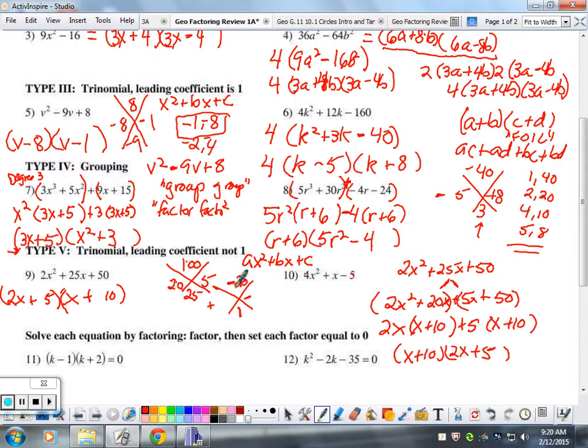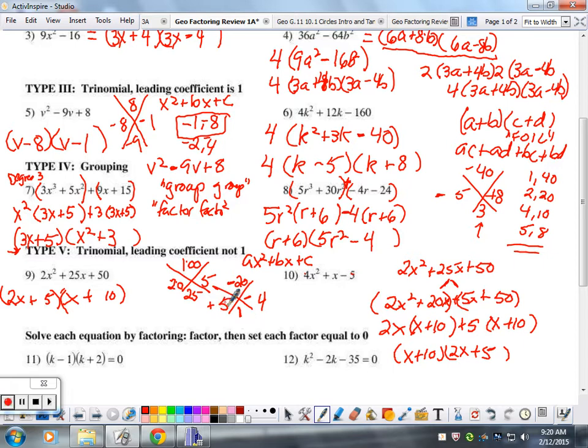So two numbers that multiply to 20 but subtract to 1. Think of the factors of 20. Is it 1 and 20? Is it 2 and 10? Is it 4 and 5? Which is it? 5 and negative 4. Now, again, think about who's positive and who's negative. Since this is a positive number, your bigger number will be positive.